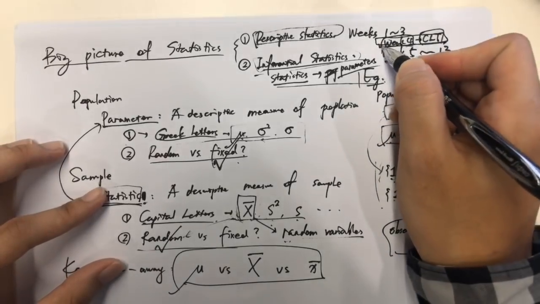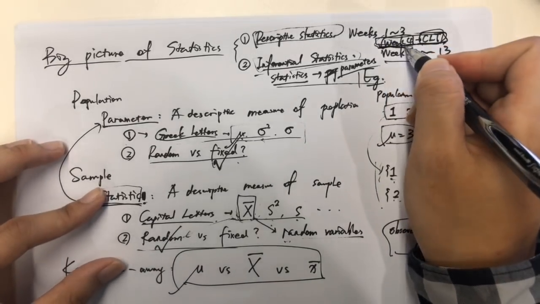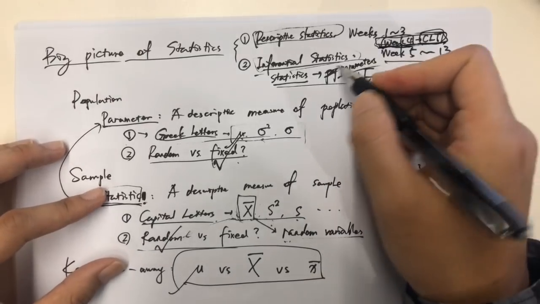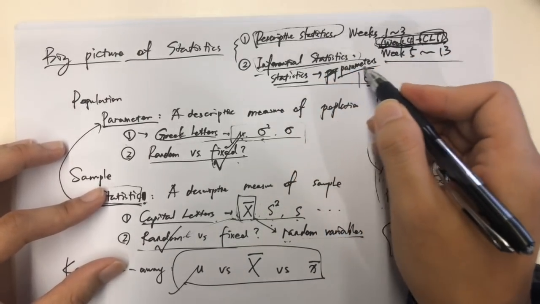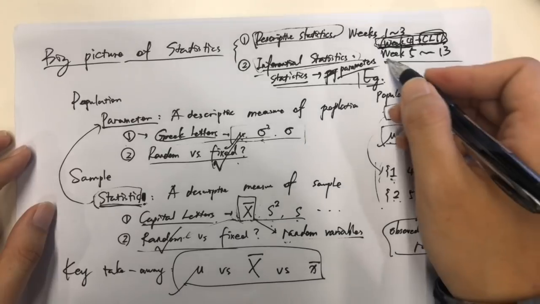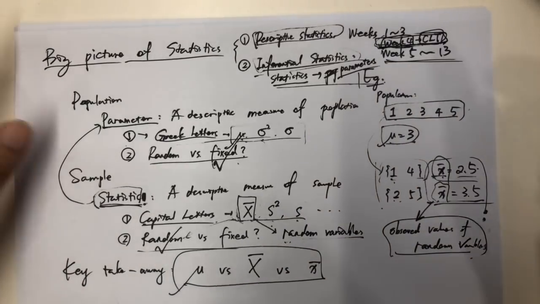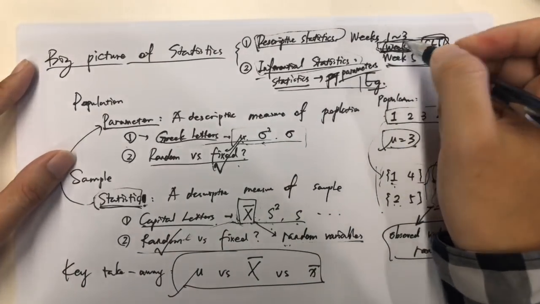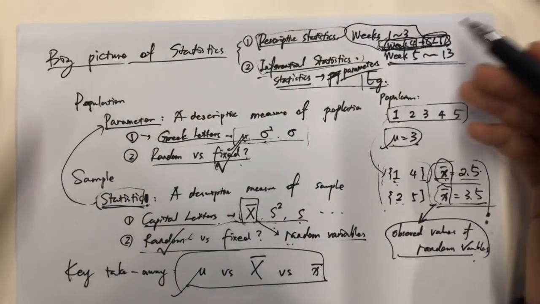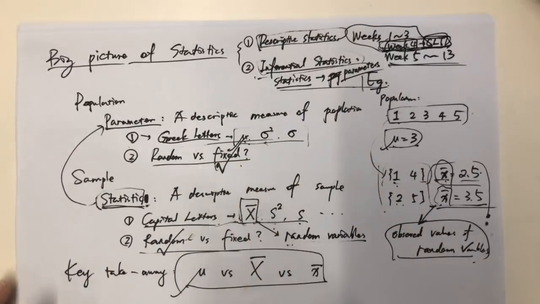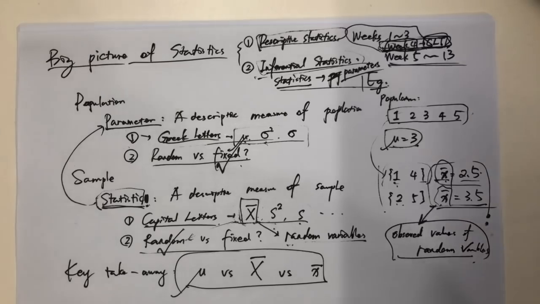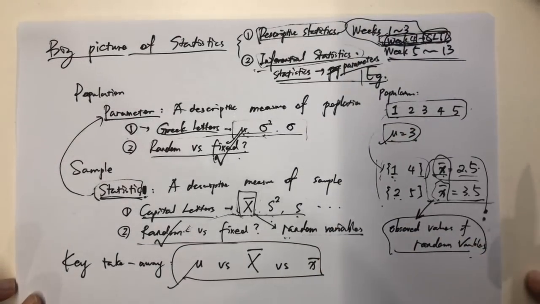So if you have no idea of what week 4 is talking about, I believe you will struggle a lot when you learn inferential statistics for the next week 5 to week 13. But you know, in the mid-semester exam, we'll only be covering week 1 to 4. So far, you don't have to worry about the inferential statistics, but they are still very important.